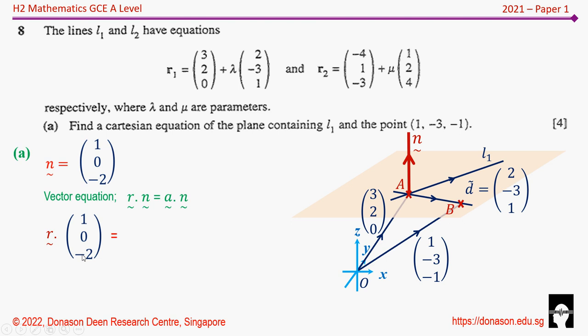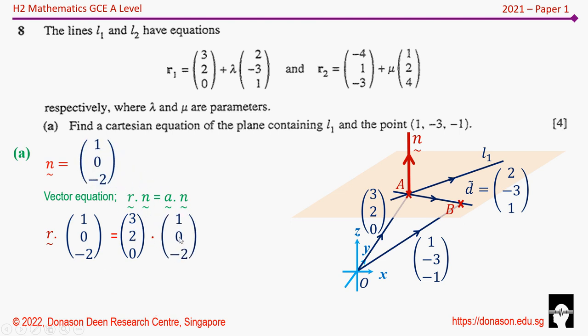So r dot n, I am taking it from the first part, 1, 0, minus 2. And I'm going to multiply with a dot n. So for a, I'm going to just take that 3, 2, 0, since it is on the line and it contains all the positive numbers. So it's much easier. And multiply by the normal vector once again. This is 1, 0, minus 2. So there we have it.